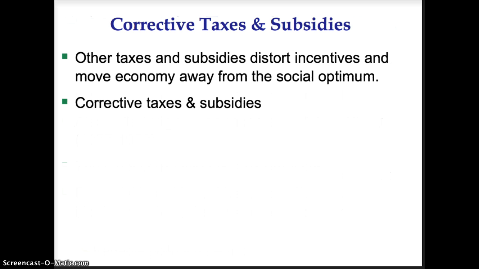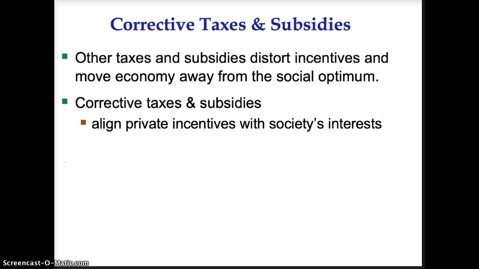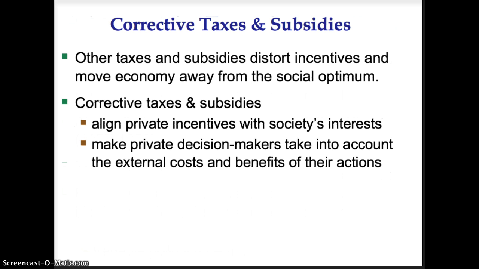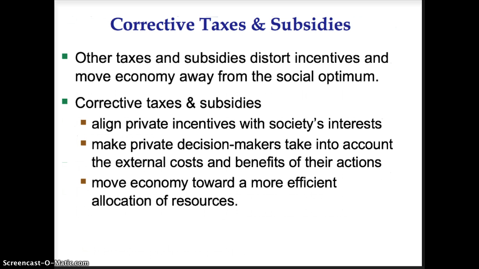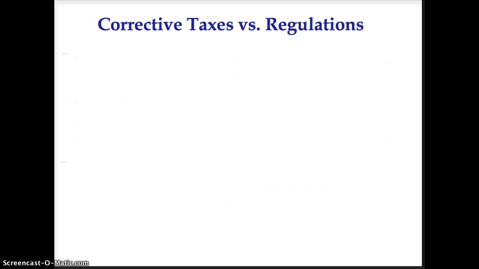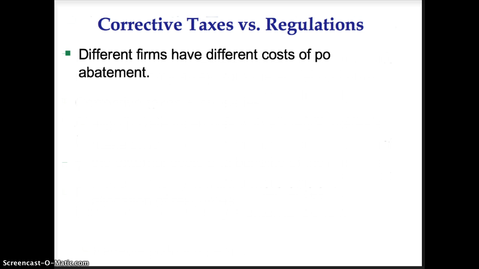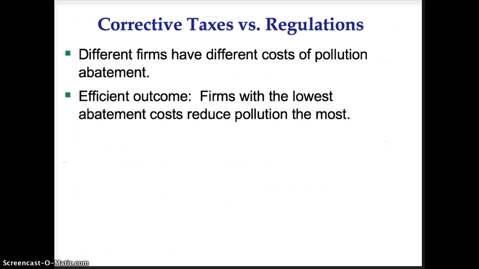Corrective taxes align private incentives with social interests, making private decision makers take into account the external costs and benefits of their action and move the economy toward a more efficient allocation of resources. If we compare corrective taxes to regulation, we can see the difference firms have with the different costs of pollution abatement. The efficient outcome occurs when firms with the lowest abatement costs reduce pollution the most.